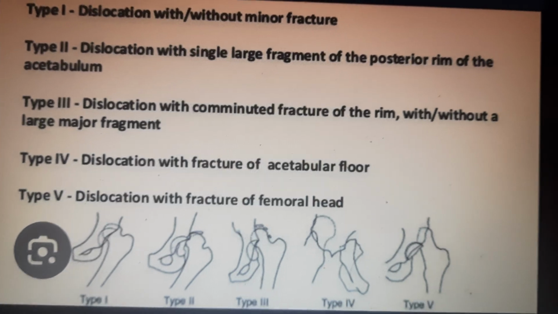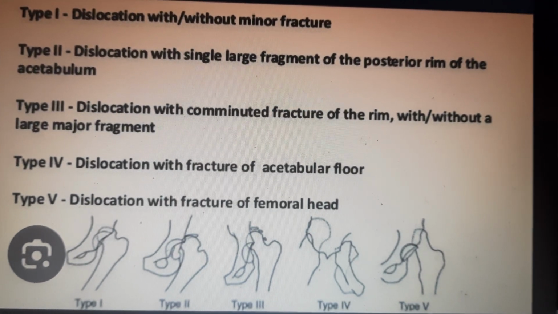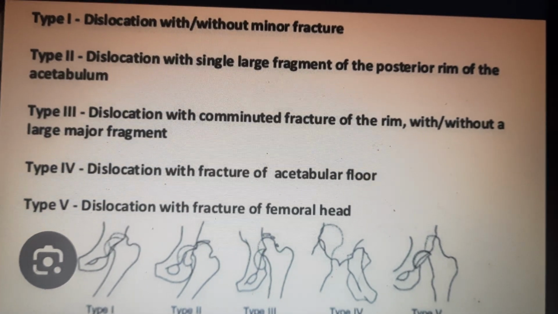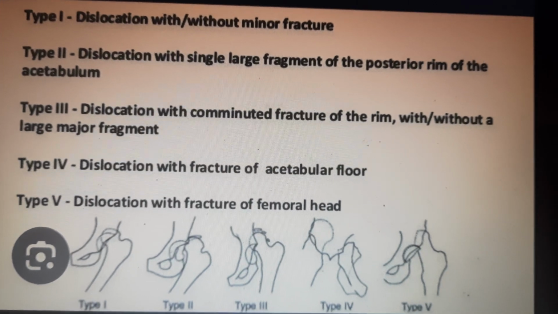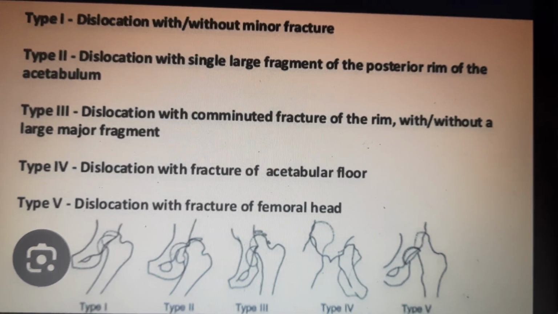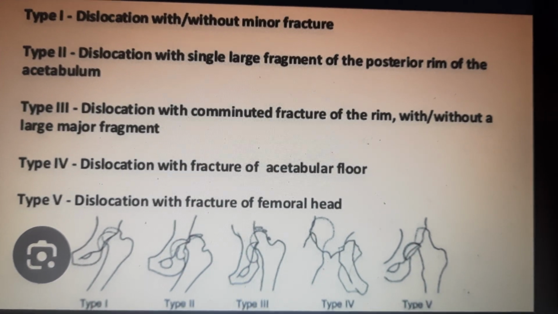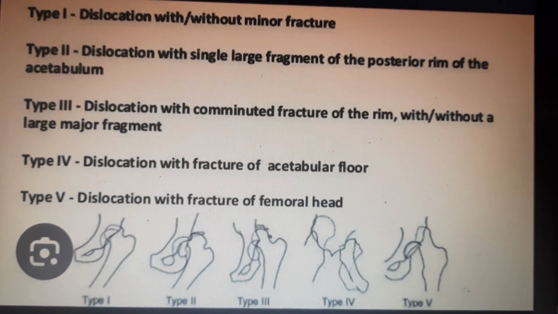In type 3, there is dislocation with the comminuted fracture of the rim with or without a larger major fragment. And in type 4, there is dislocation with the fracture of the acetabular floor. And in type 5, there is dislocation with fracture of the femoral head.